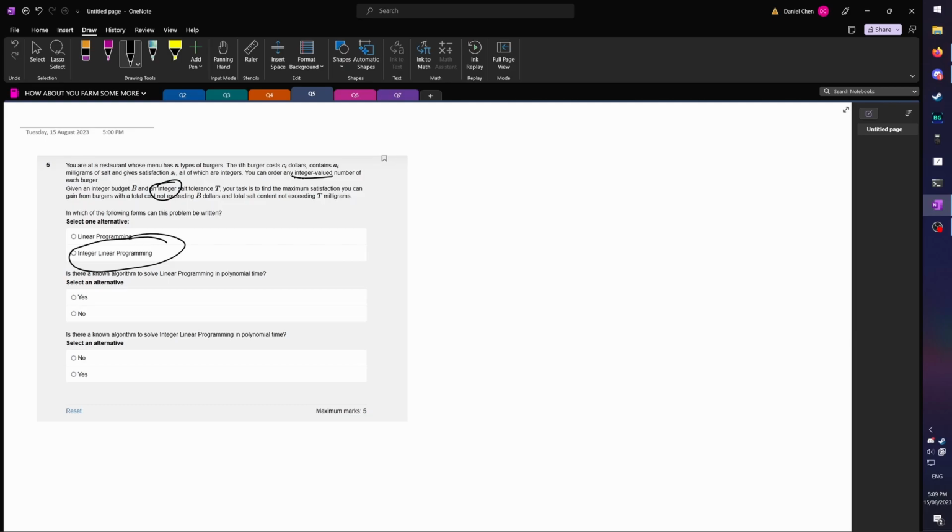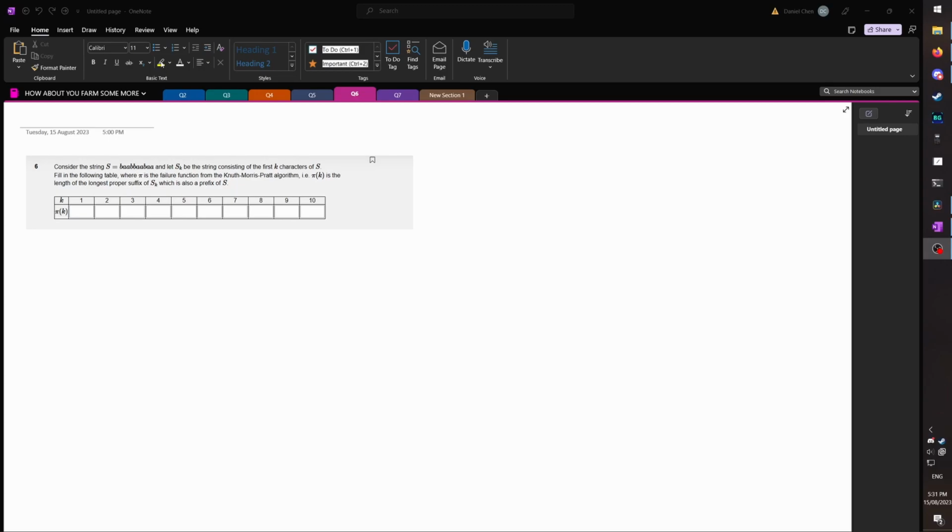Now, if this were to say instead, any real number, then even though these are all integers, it will not be integer linear programming. So just be careful with that. And obviously, you have a polynomial time algorithm for linear programming, but none for integer linear programming. And this is just part of the course slides.